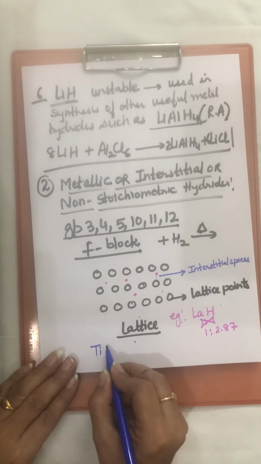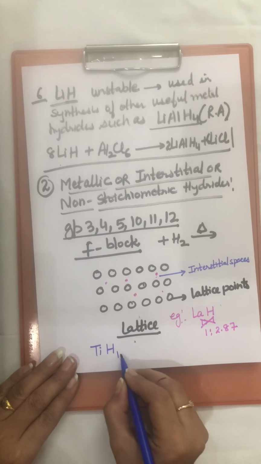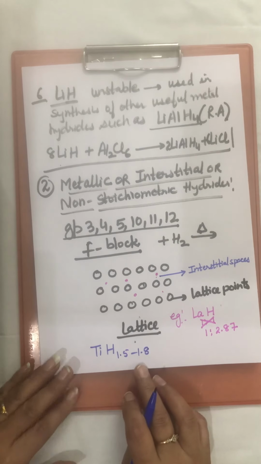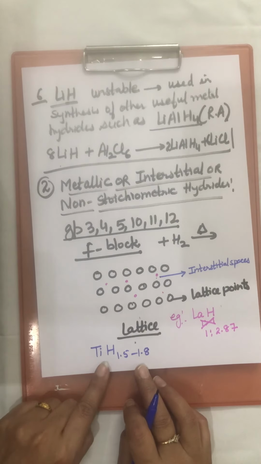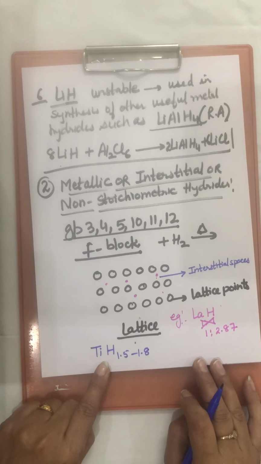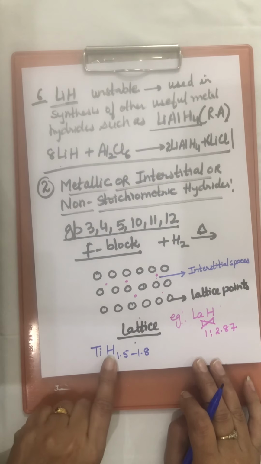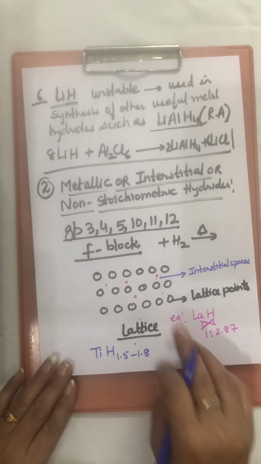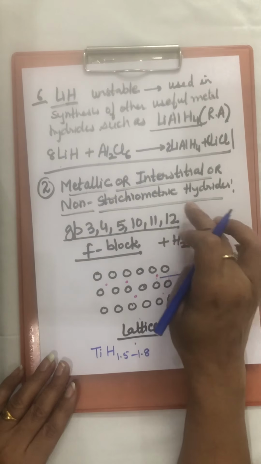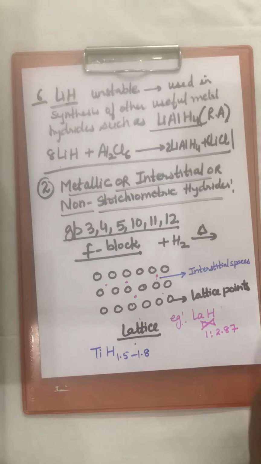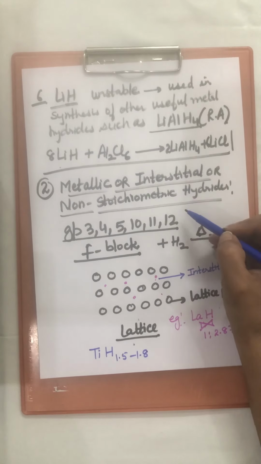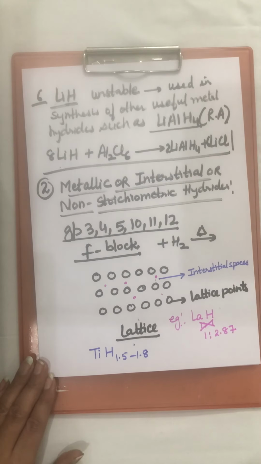And further, this can vary also. Like titanium hydride, hydrogen is 1.5 to 1.8. With change in temperature and pressure, the formula of the compound can change. So its stoichiometry is not constant. It can vary. That is why this is called non-stoichiometric hydrides. So these three terms, metallic, interstitial and non-stoichiometric hydrides, I suppose are clear to you now.